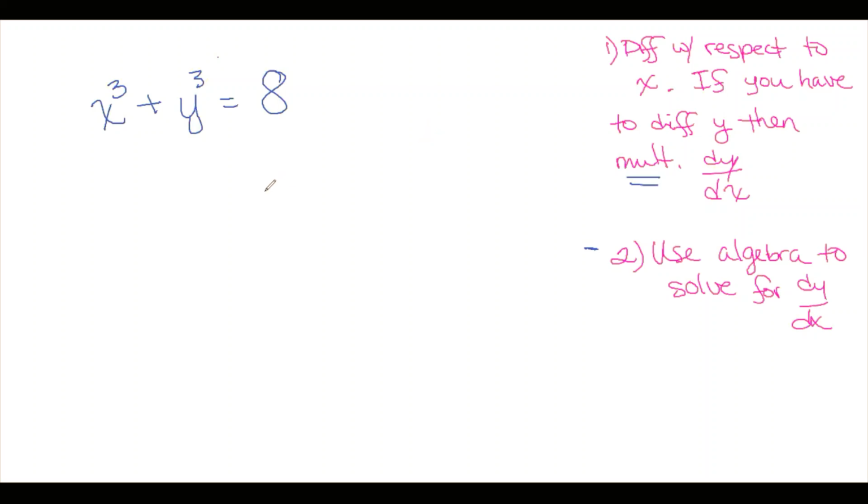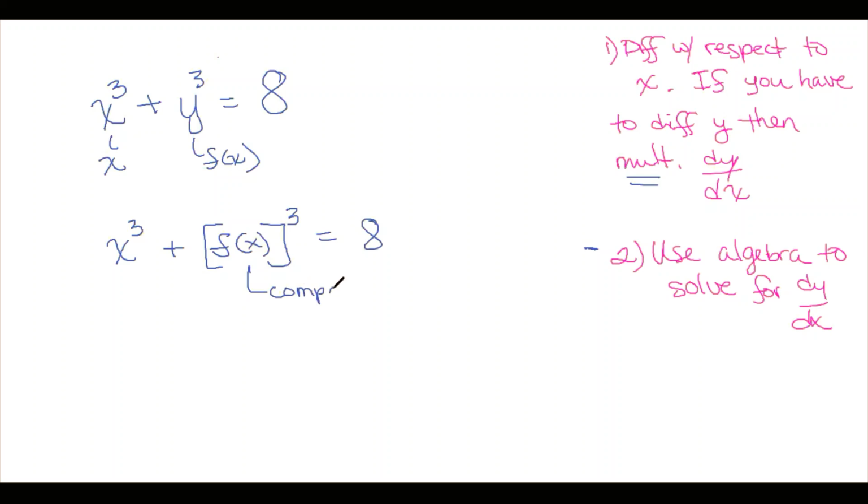So I just want to give you a quick reason so that you understand what we're doing. I could have written this, y is always f of x, right? And this is x, period, we know that. So I could have written this as x to the third plus f of x to the third equals 8. And that shows you where we have this composite function and why we use the chain rule.